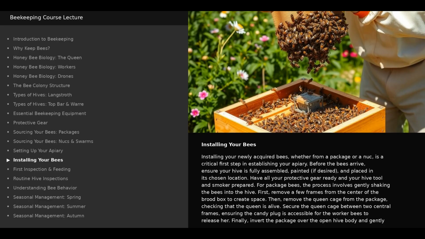Place the remaining frames back carefully. This method ensures most bees enter the hive, ready to begin their work.